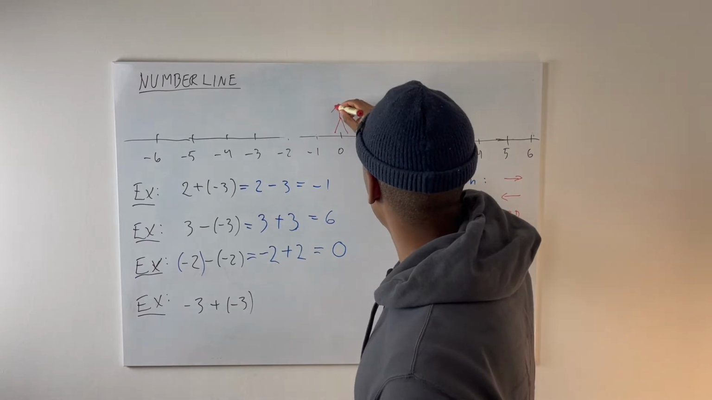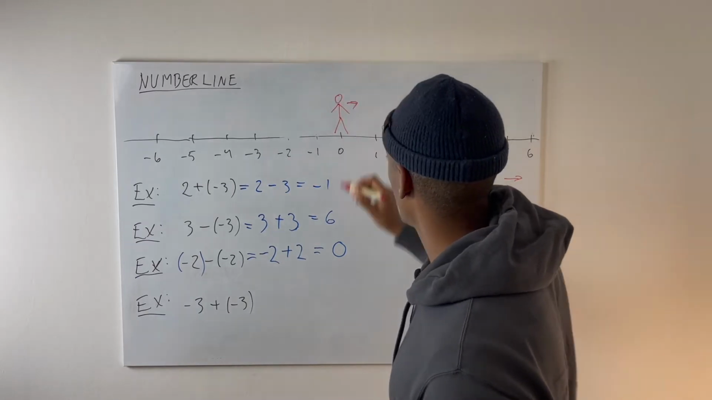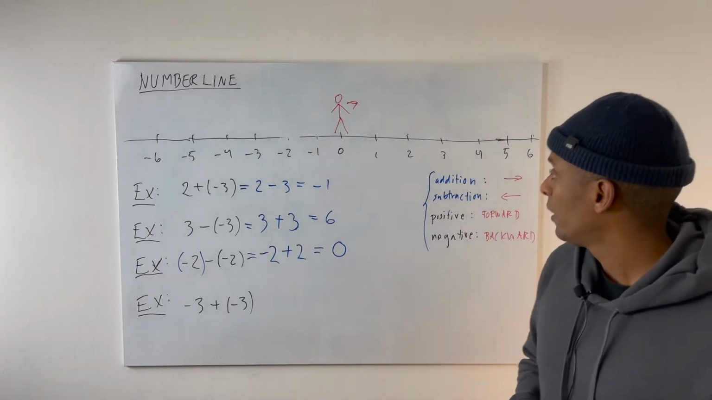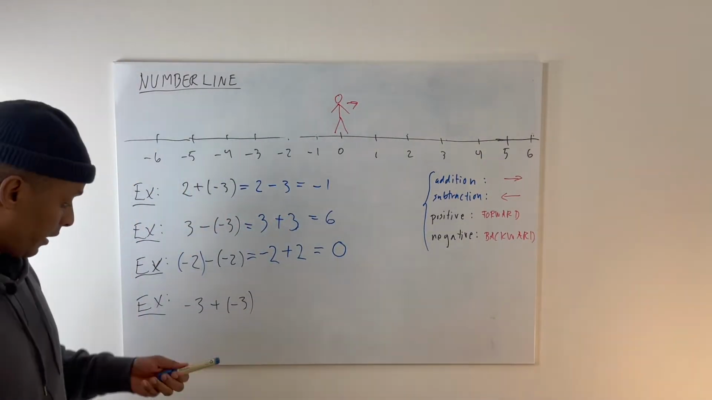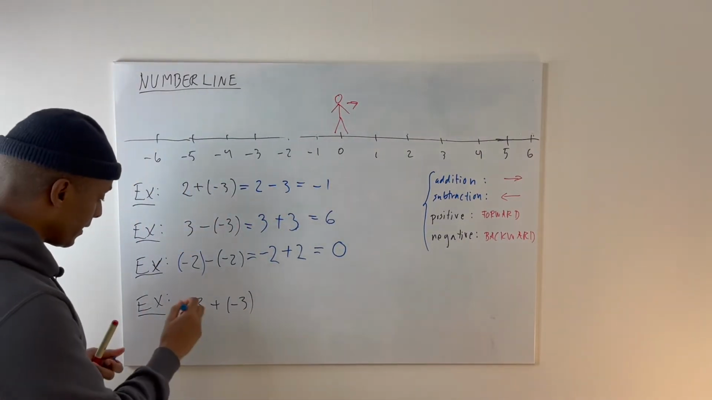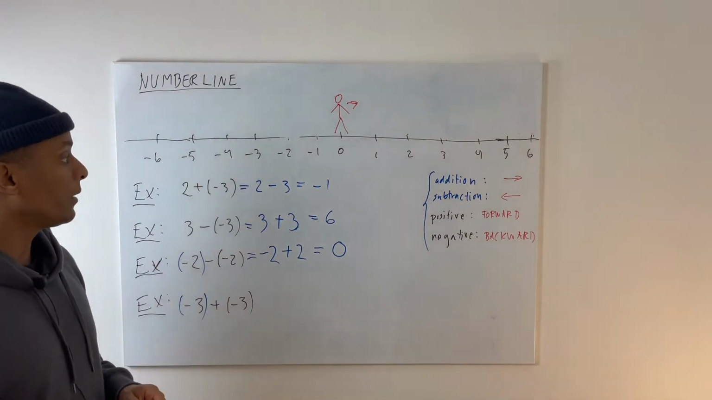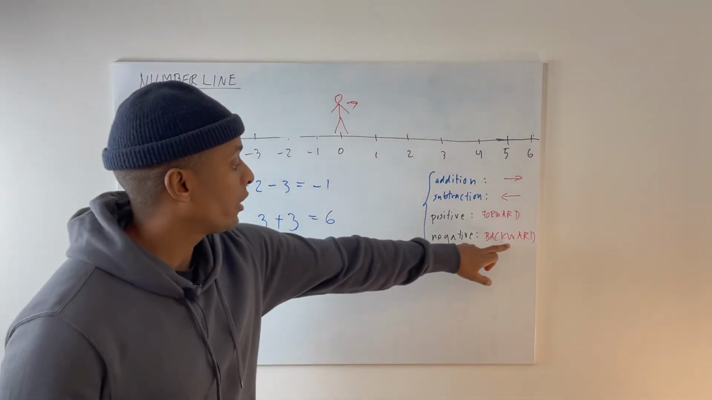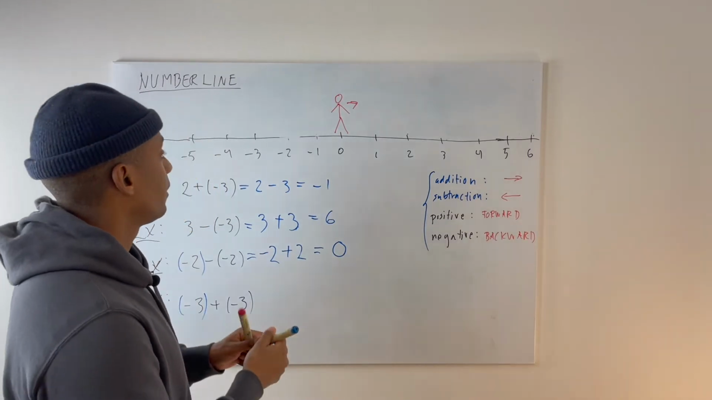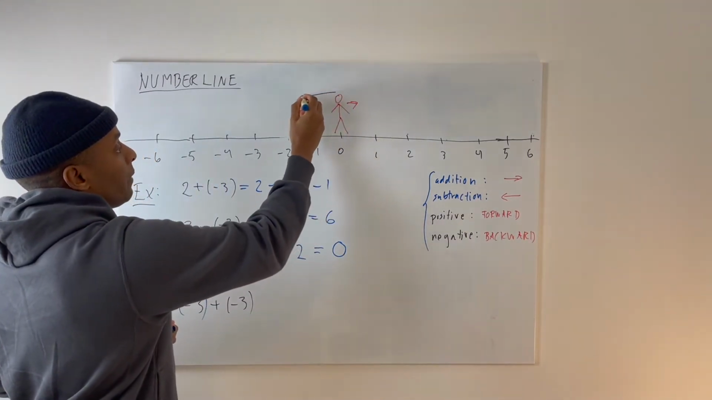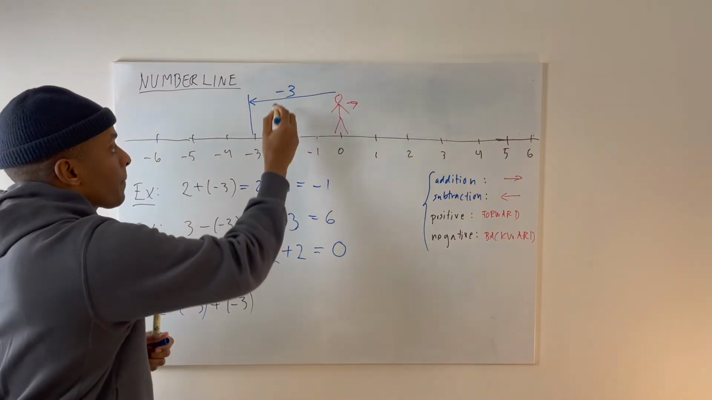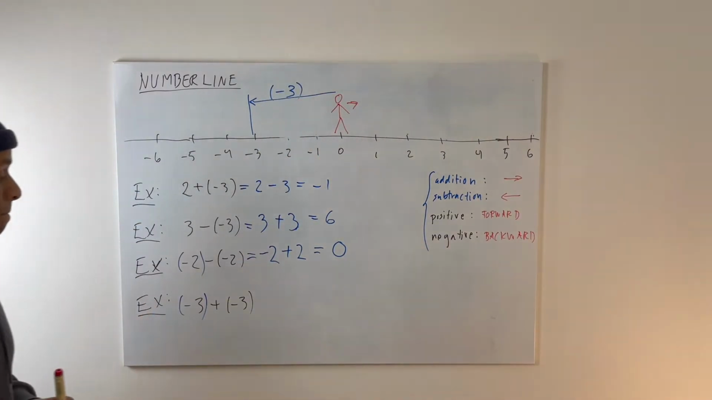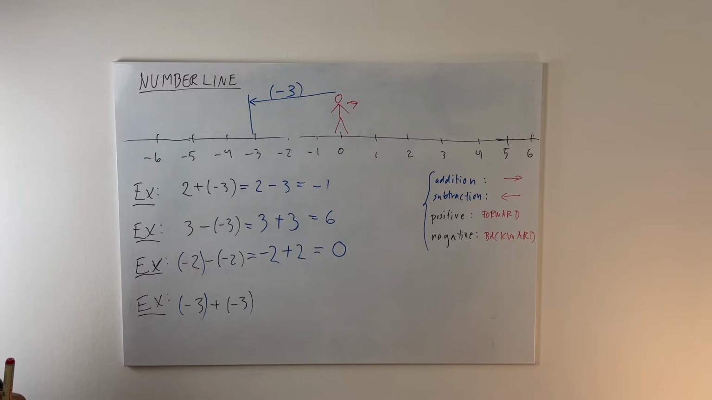So here's our player number 1. He's facing this way. And now we start this way. And here, there's a minus sign here. So we interpret that as negative 3. So it means we're going to go backward 3 steps. And we'll end up here. This is minus 3. Negative 3.